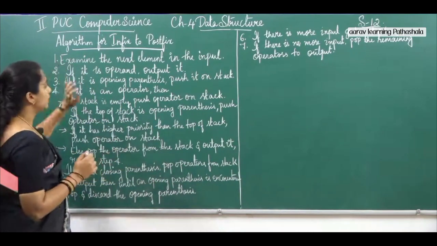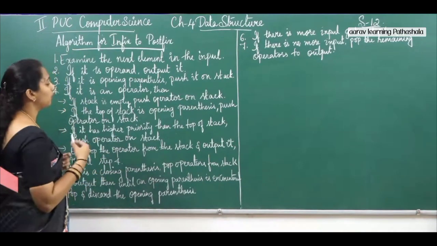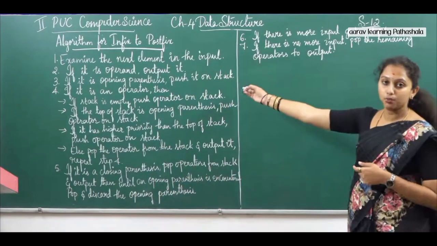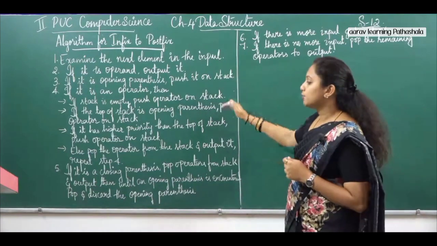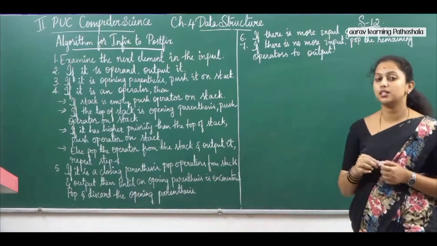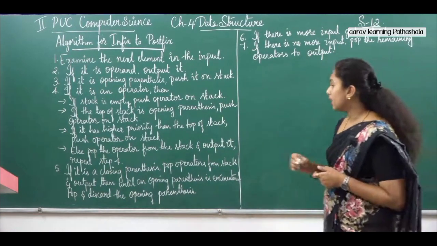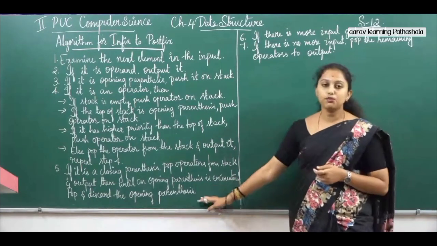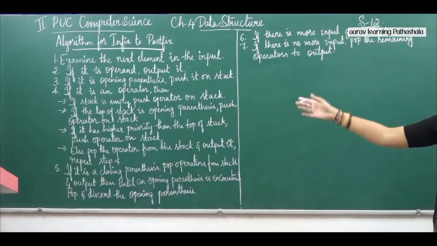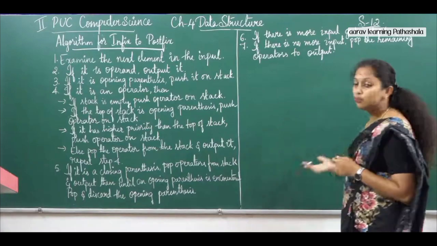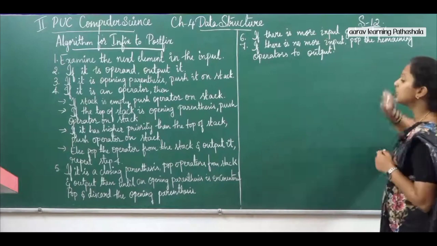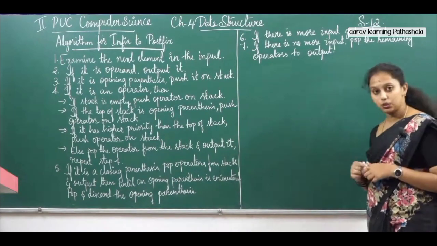So first we examine the next element in the input. Then we check whether it is an operand or an operator. If it is an operand, we output it. If it is an operator, we check all these conditions, because some operators have higher precedence than others. If it is a closing parenthesis, we pop the operators from the stack. After doing all this, if there is more input, we go to step 1, else we pop the operators from the stack to output.